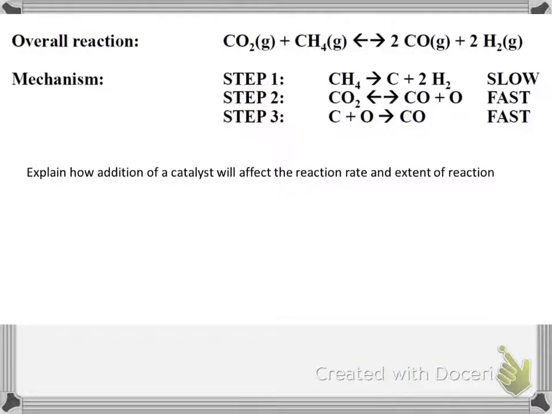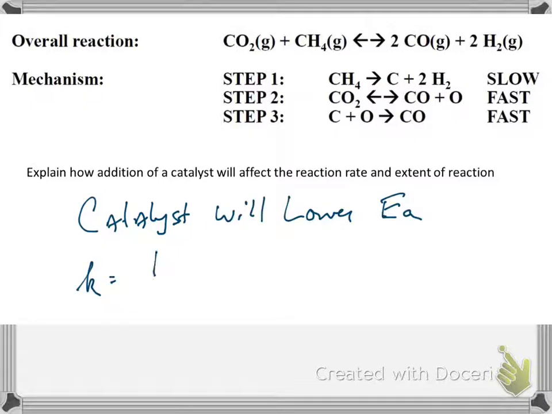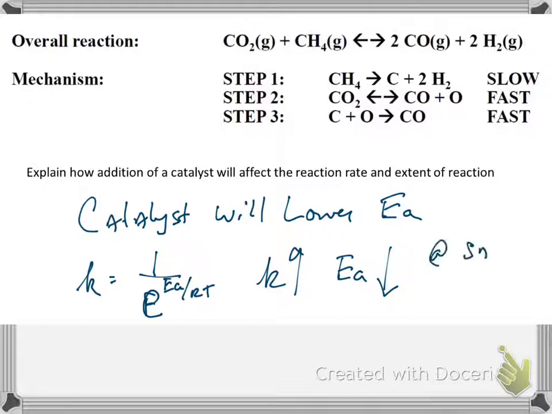The next question asked about what happens with the addition of a catalyst. How will this affect the reaction rate and extent? A catalyst lowers the activation energy. So at a given temperature, k is going to increase if we lower the activation energy. So k will go up if Ea goes down at a given temperature.